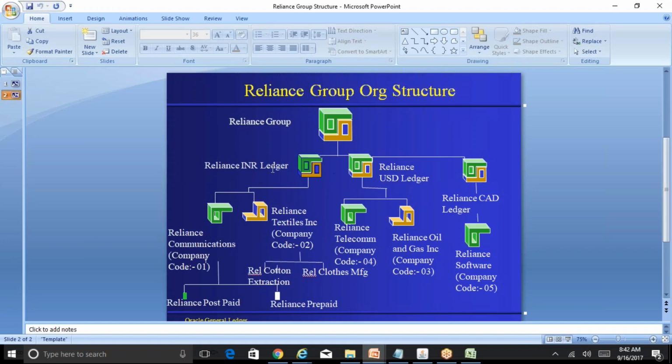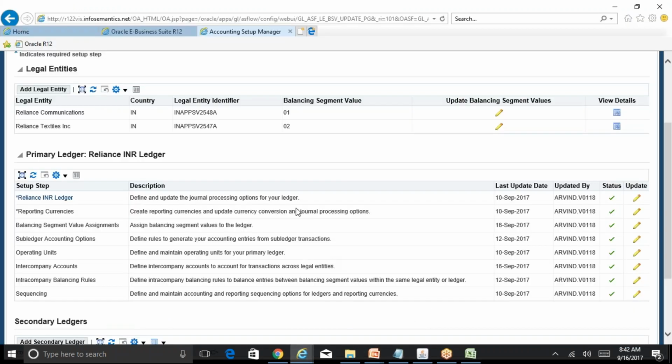Okay, got it. So in a nutshell, both at the ledger level and at the legal entity level, we can assign multiple company codes during the setup, and it is allowable. Exactly. Even at a legal entity level, if there are multiple balancing segments, you will be able to see everything here: 01 comma 030 comma 040, whatever it is.